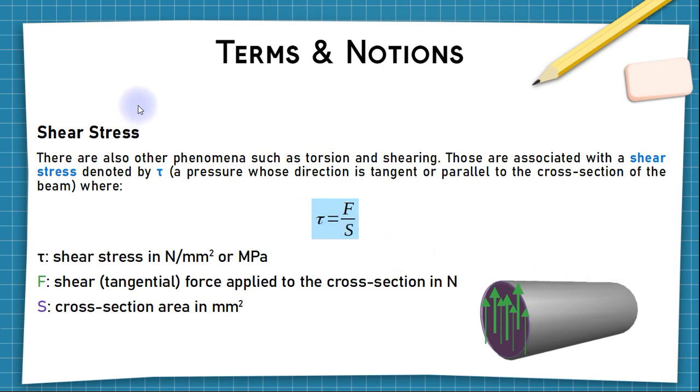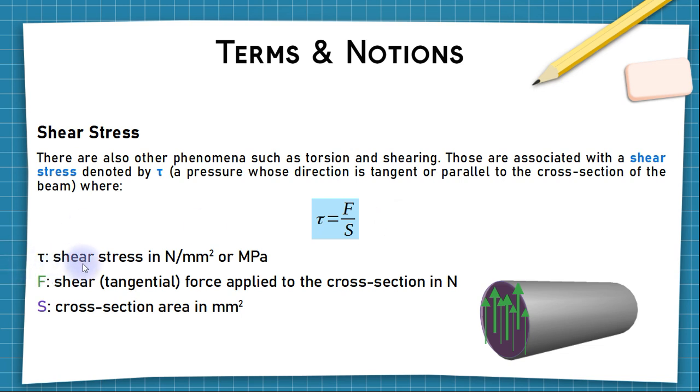We have seen the normal stress, so here we have the shear stress. Torsion and shearing deal with shear stresses. Those are associated with a shear stress denoted by tau, a pressure whose direction is tangent or parallel to the cross-section of the beam, where tau equals F over S. So basically it's the same thing as the normal stress.